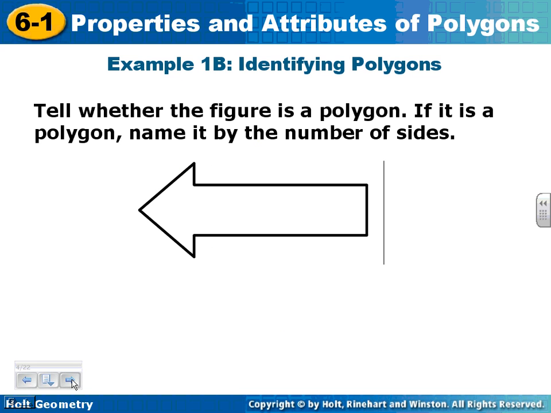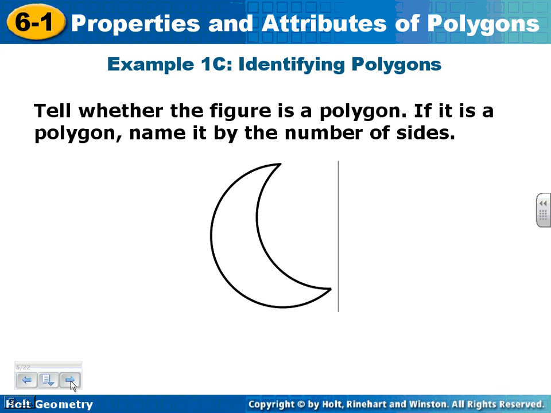The next one, is this a polygon? Yes, it is. Let's number our sides. 1, 2, 3, 4, 5, 6, 7. 7 sides makes it a heptagon. So an arrow is a heptagon.